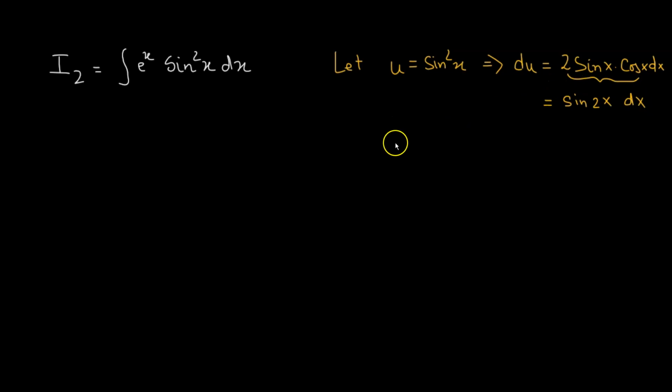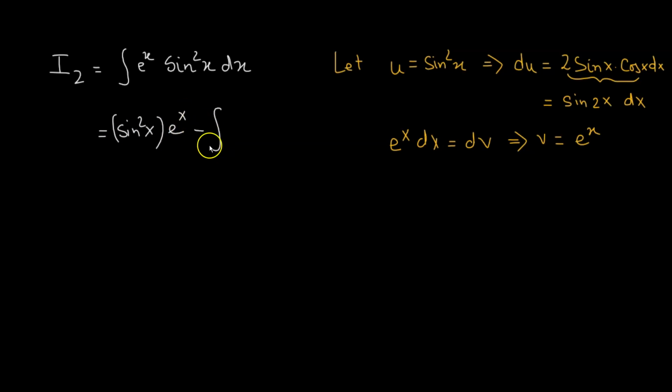And we will consider e raised to the power of x dx as dv, such that when we integrate and solve for v, we get e raised to the power of x. So this integral by parts will be u times v. Our u is sine squared x multiplied by v, which is e raised to the power of x, minus the integration of v du. So v is e raised to the power of x times du, that is sine 2x dx, plus some constant of integration.